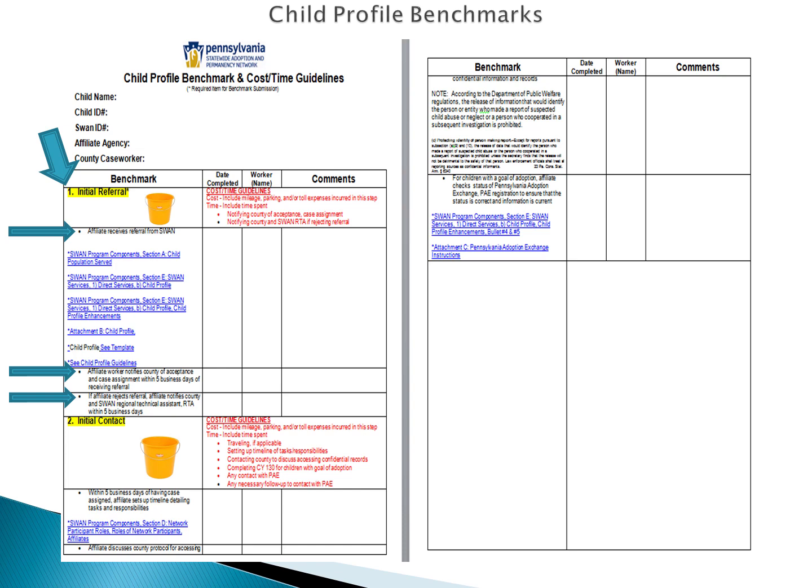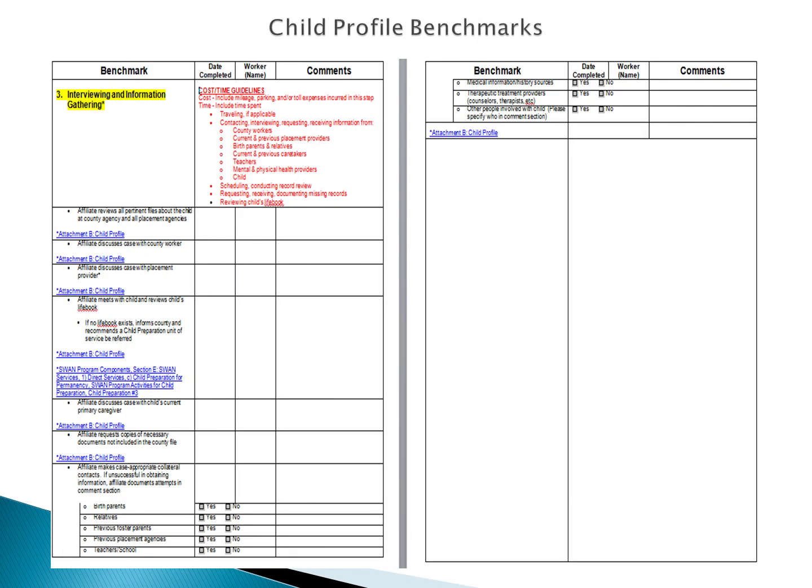The second main numeric step is initial contact. The practice and travel time tracked in this bucket includes contacting the county to discuss accessing records, setting up a timeline of tasks and responsibilities, completing the CY 130, and contact and follow up with the Pennsylvania Adoption Exchange.